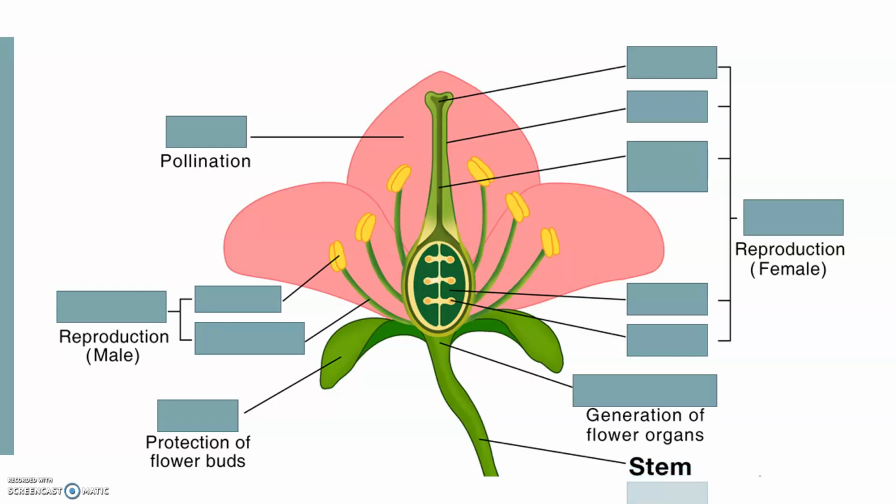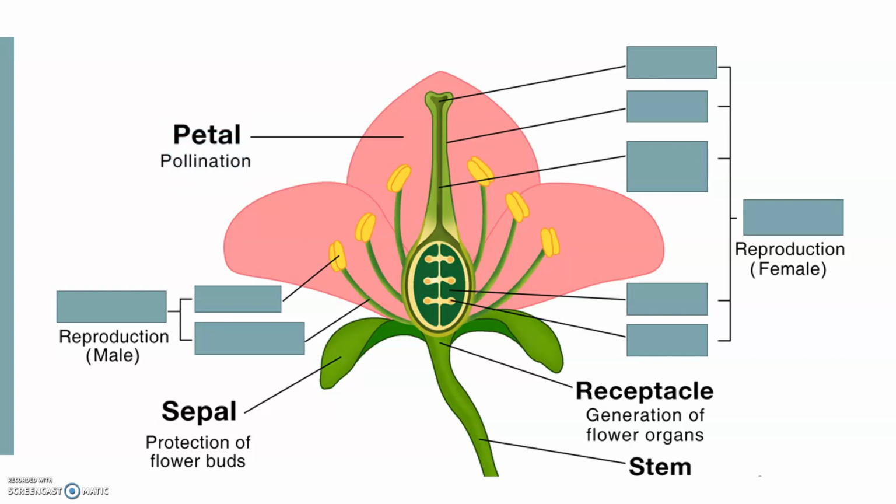The flower is attached to the stem at a peduncle. You will notice sepals, which are leaf-like structures that protect the flower buds. The receptacle is the bottom of the flower. Petals surround the flower. They are typically brightly colored to attract pollinators.